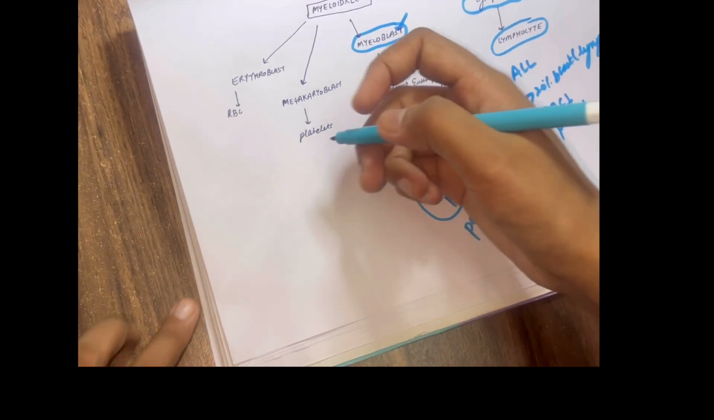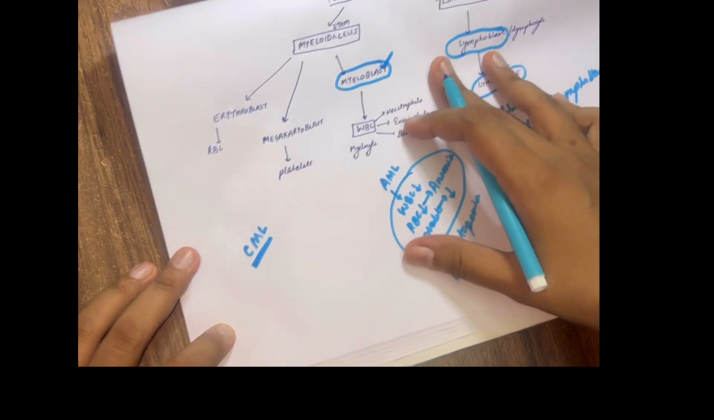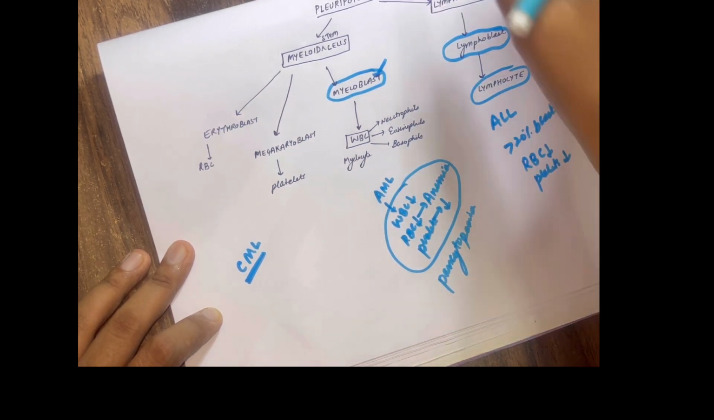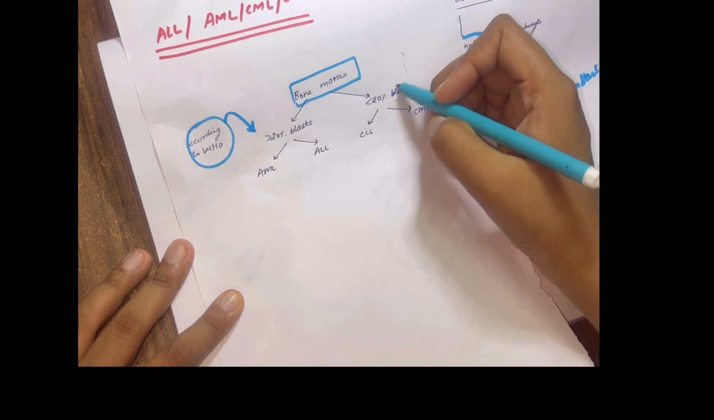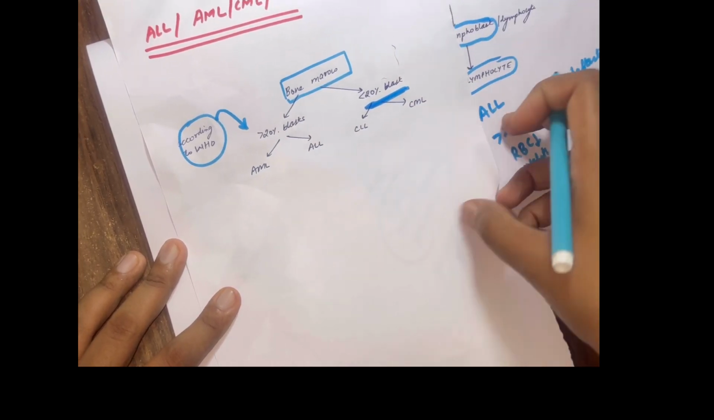Now let's come to CML. I told you if myeloid cells are high, not blast cells. Blast cells are not at all high in chronic myeloid leukemia. I told you this, less than 20%. Blast cells are not high. That is chronic case, CLL or CML.